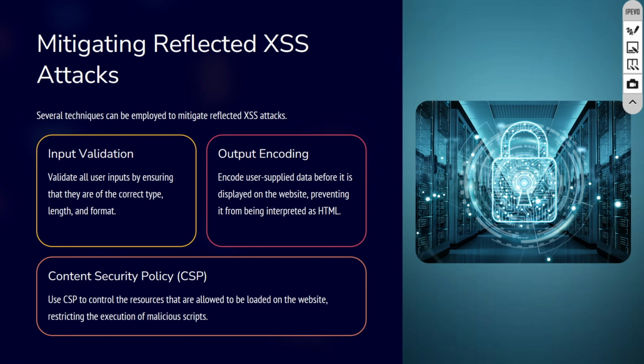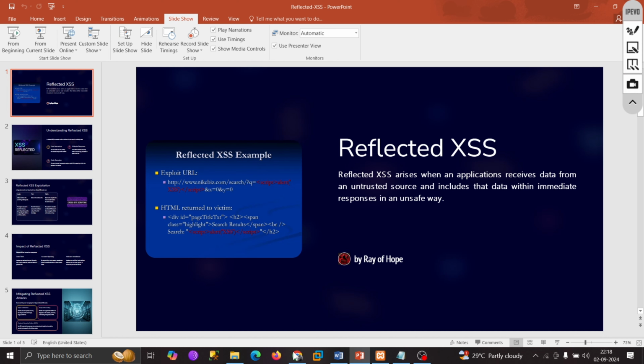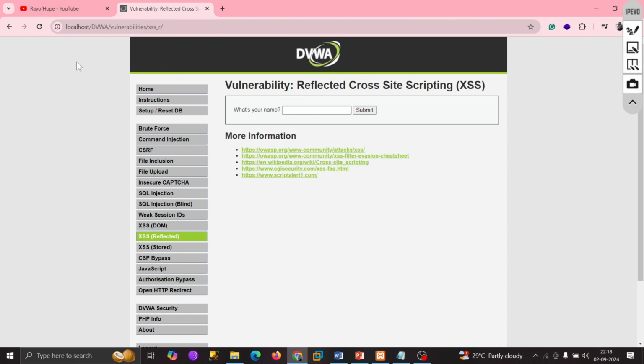What mitigation do we need over here? Input validation: validate all inputs by ensuring that they are of the correct type, length and format. Output encoding: encode user-supplied data before it is displayed on the website, which prevents it from being interpreted as HTML. CSP, which is really important: you have to use CSP to control the resources that are allowed to be loaded on the website, which will restrict the execution of malicious scripts. These are the basics of reflected XSS. Okay, there we go. We understand about XSS.